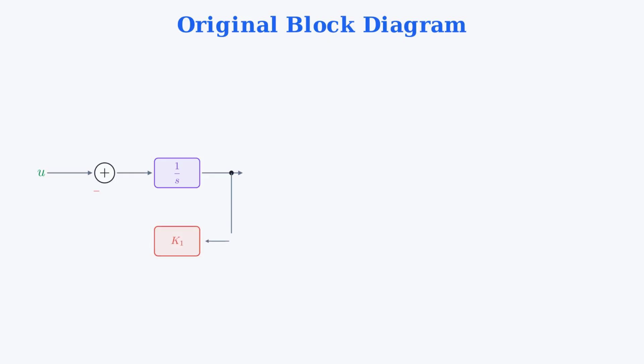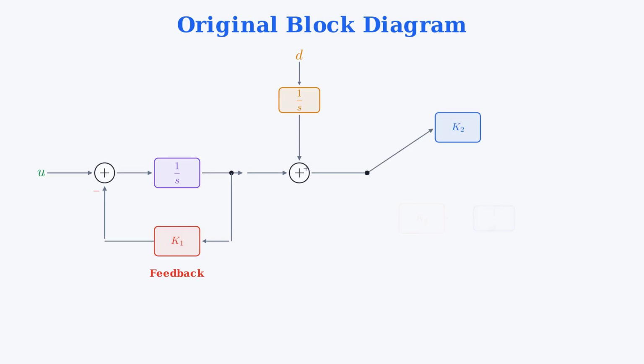The input U enters a summing junction with negative feedback. From there, the signal goes through an integrator, 1 over S. The output of this integrator feeds back through the gain K1 to the first summing junction. That is a negative feedback loop. After the integrator, the signal reaches a second summing junction. The disturbance D enters this junction through its own separate integrator, 1 over S.